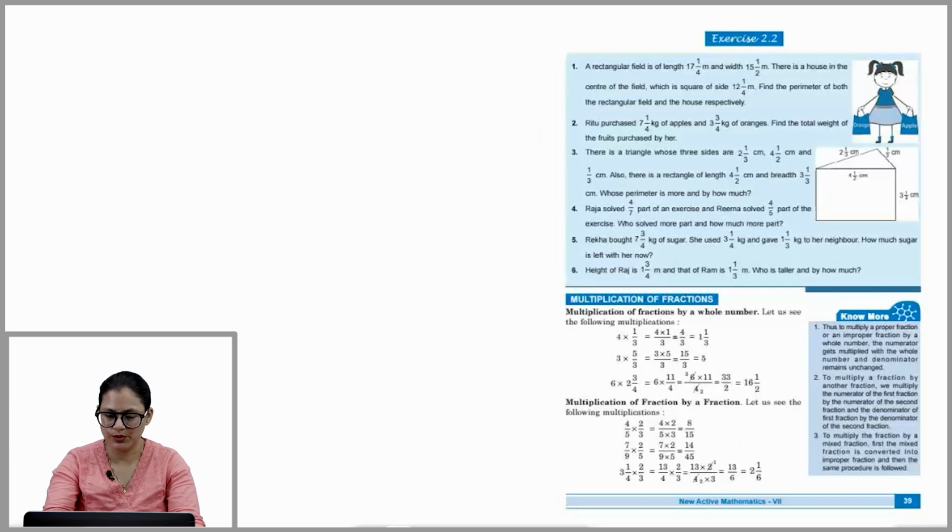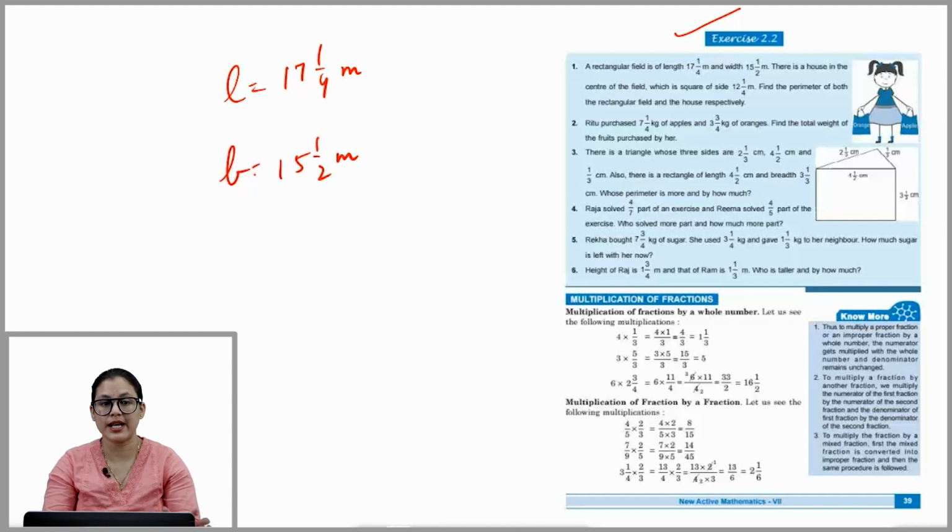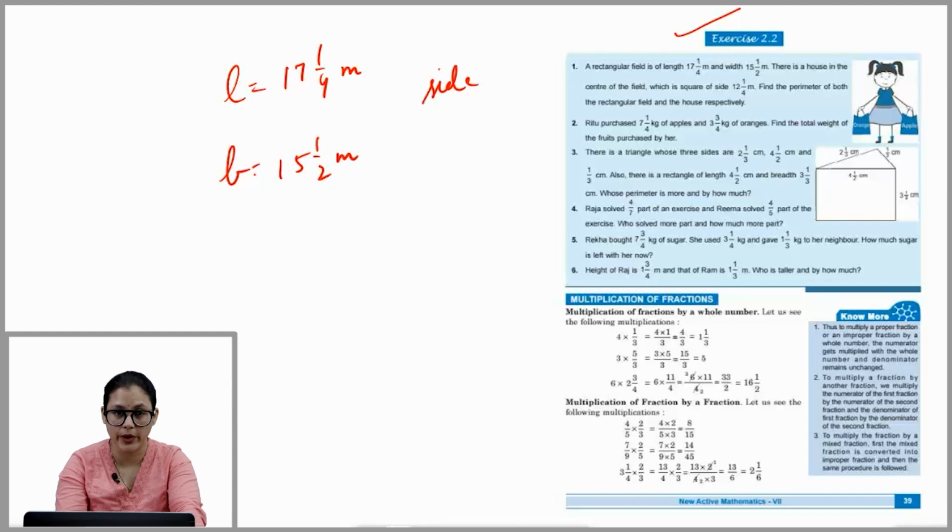Let's do exercise 2.2. A rectangular field is of length 17, 1 by 4 meter, and breadth is given 15, 1 by 2 meter. There is a house in the center of the field which is a square of side 12 whole 1 by 4 meter. Find the perimeter of both the rectangular field and the house respectively. So you have to find out the perimeter of the rectangular field and the house also.